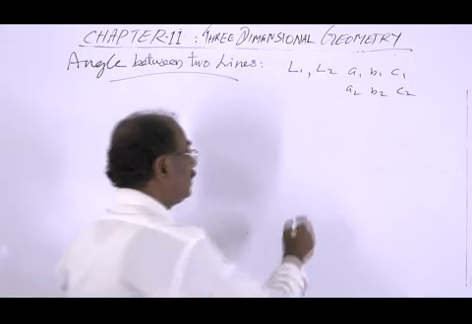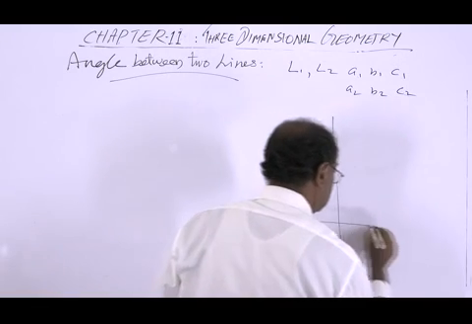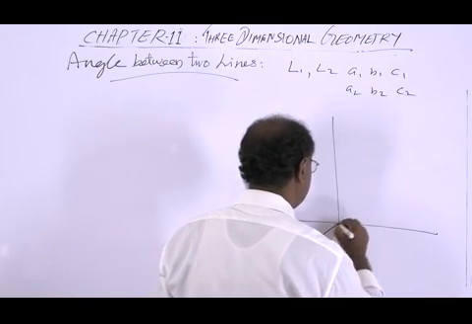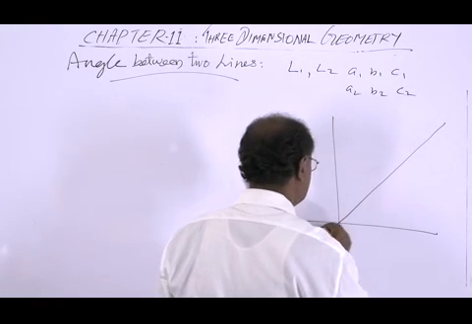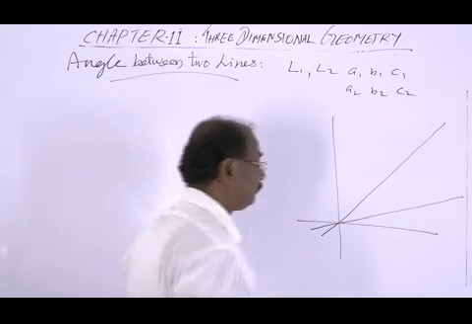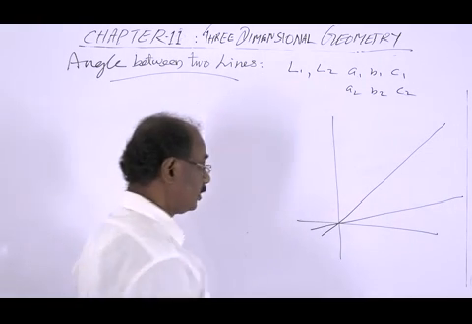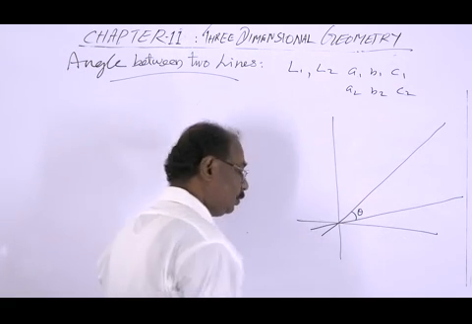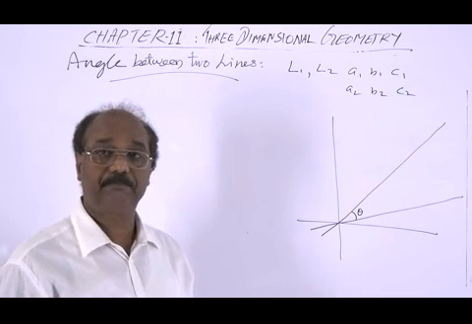So we have the two lines passing through the origin, one line this and another line this. Two lines passing through the origin. Suppose theta is the angle between the two lines. So we want to find theta.